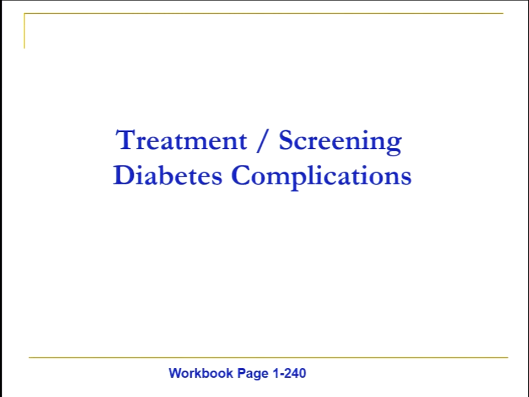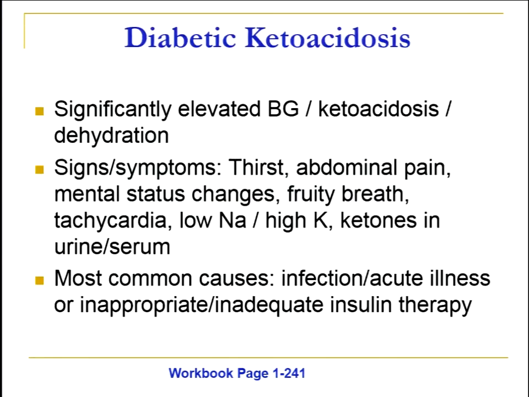Diabetes complications. Don't get them in the first place. That's the moral of the story. But you're going to see, inpatient folks, of course, DKA is a significant problem, particularly in type 1, but it can happen in patients with type 2 diabetes as well. It's marked by significantly elevated blood glucose levels, of course, the ketoacidosis, and also usually associated with significant dehydration.